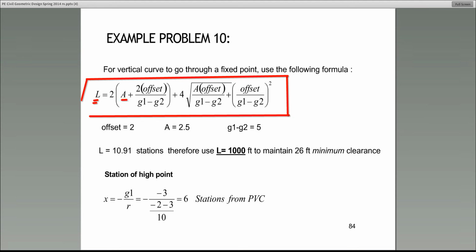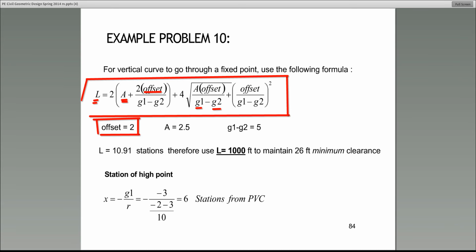Now, the ingredients: A, capital A, I will tell you what that is. Offset, the word offset is used. That is nothing other than the tangent offset that we've talked about so far. And then the only other things that show up are G1 and G2, the gradients that we've talked about before. Now, what I need for you to do is understand what we are using for the value of offset. In this case, we're using 2.